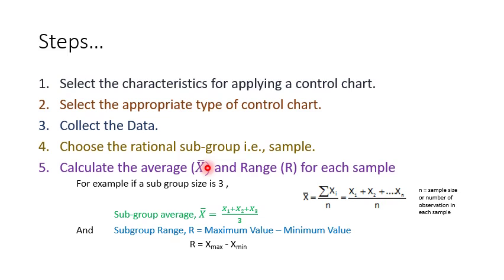Then the fifth step is to calculate the average, that is X bar, and range R for each sample. For example, if the subgroup size is 3, then X bar is equal to X1 plus X2 plus X3 divided by 3. That is, X bar is equal to summation Xi divided by n, that is X1 plus X2 plus X3 plus up to Xn divided by n, where n is the subgroup size. Then R is equal to maximum value minus minimum value, that is X max minus X min.